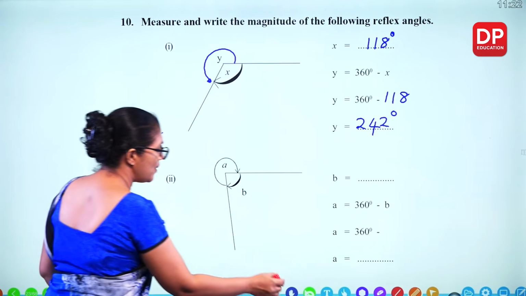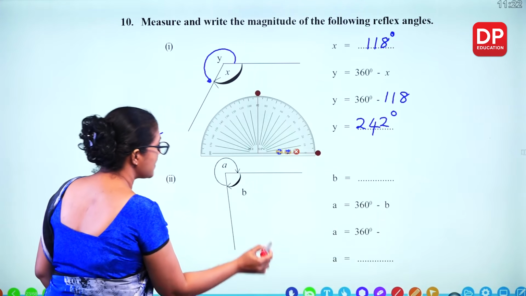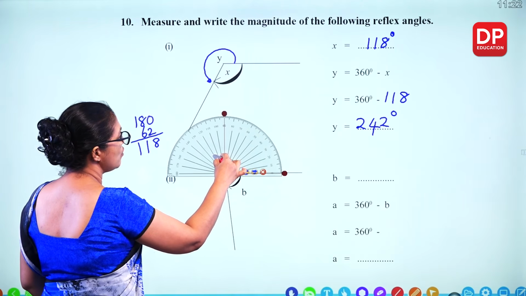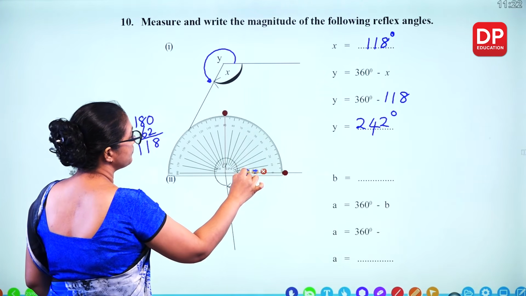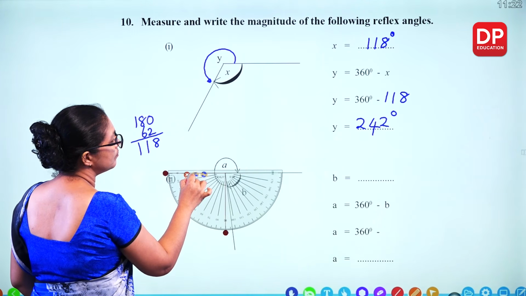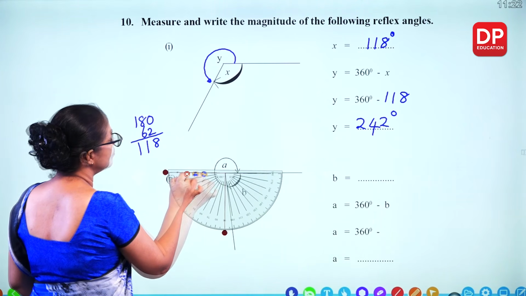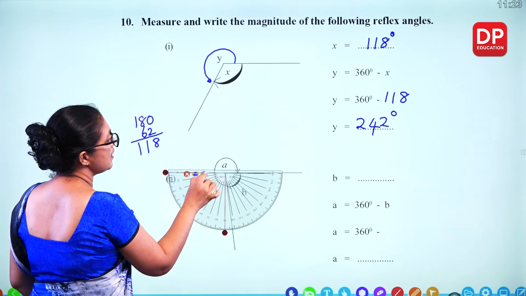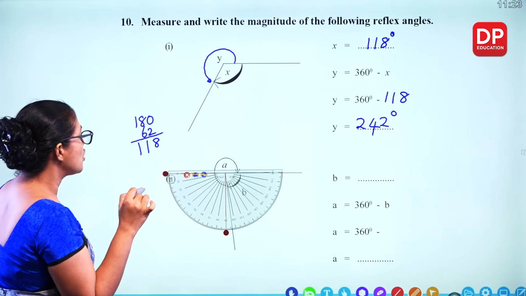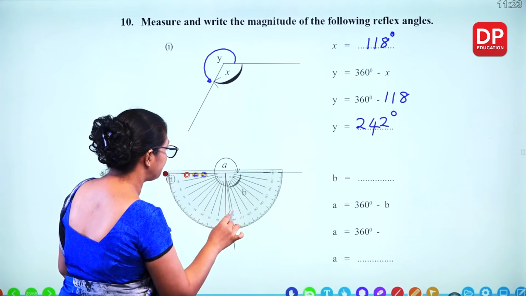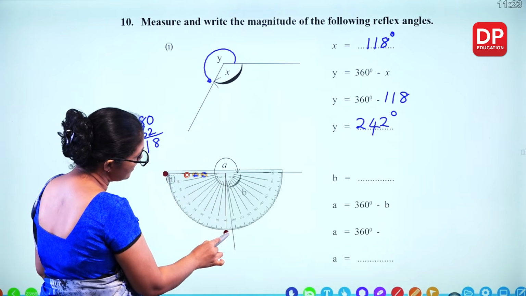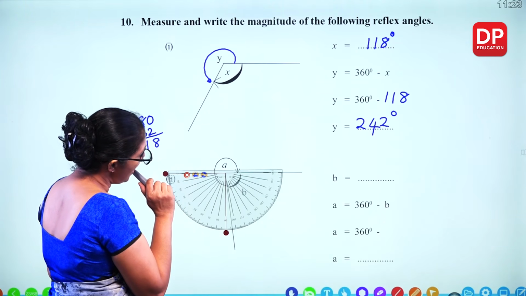This one also, we will measure and find out the reflex angle A. So first measure the acute angle B. Keep it correctly. Okay, now measure here to here. So my one here to here is 96.